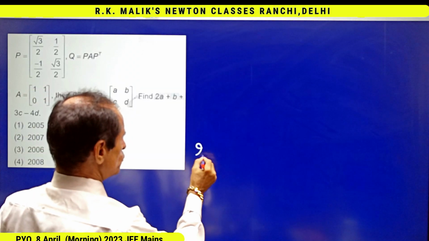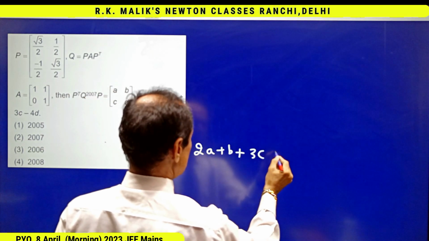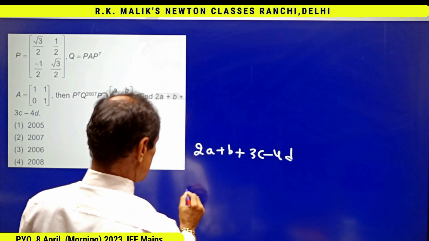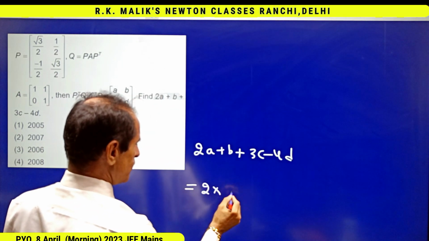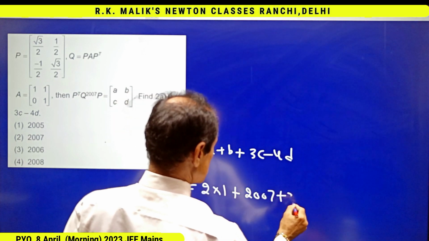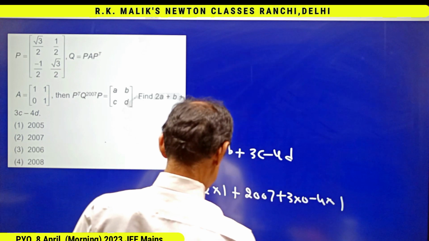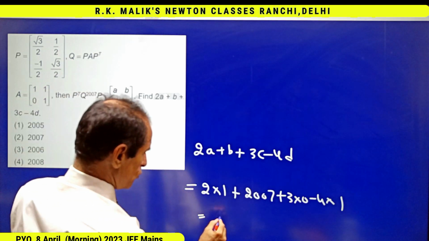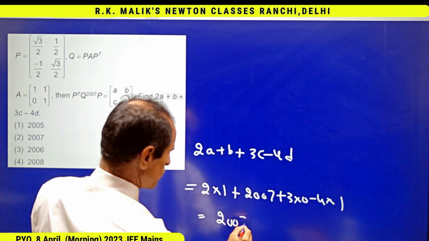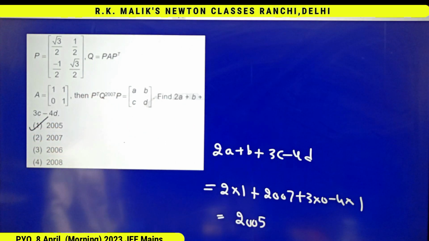Therefore, the value of 2A plus B plus 3C minus 4D is equal to 2 into 1 plus 2007 plus 3 into 0 minus 4 into 1. This is equal to 2005. Hence, I can say the first choice is the correct choice.